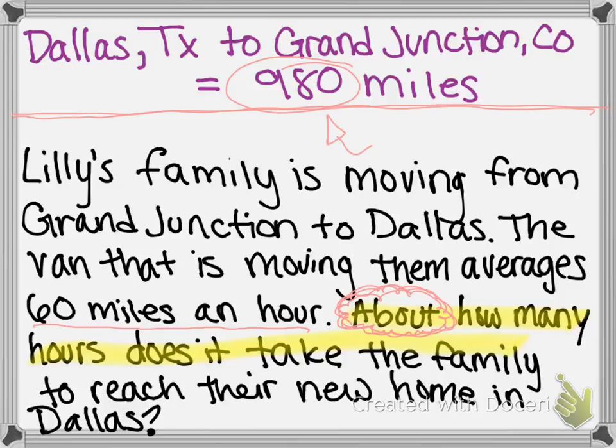Do we round it yet? Or do we wait until we get the answer to round the answer? So, we round the answer. We do not do anything with that 980 yet. So all we're doing is saying 980 divided into 60.